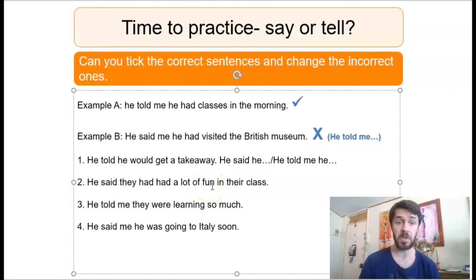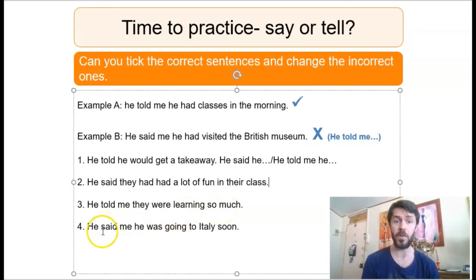Number two: he said they had had a lot of fun in their class. That's correct, because it's say something. So you can tick that one. Number three: he told me they were learning so much. It's good, it's tell someone something, so you can tick that one too.